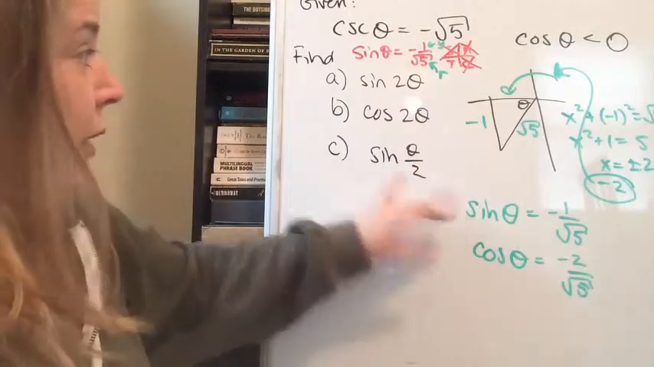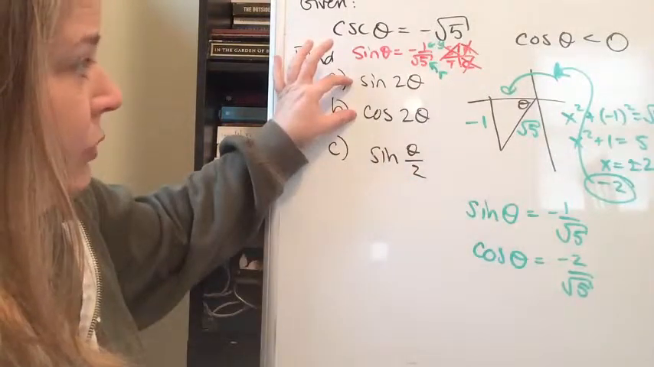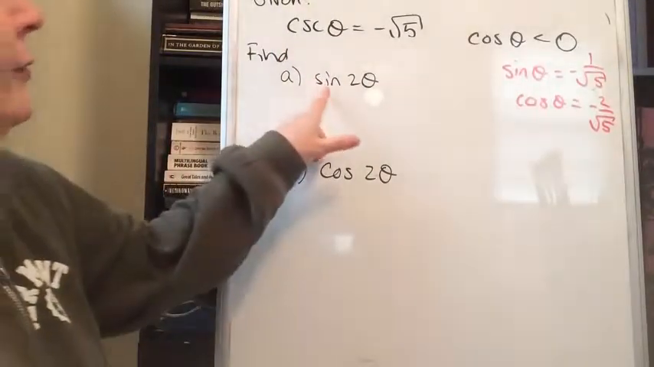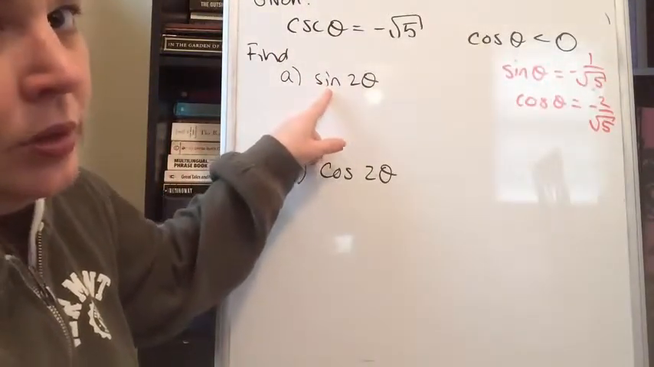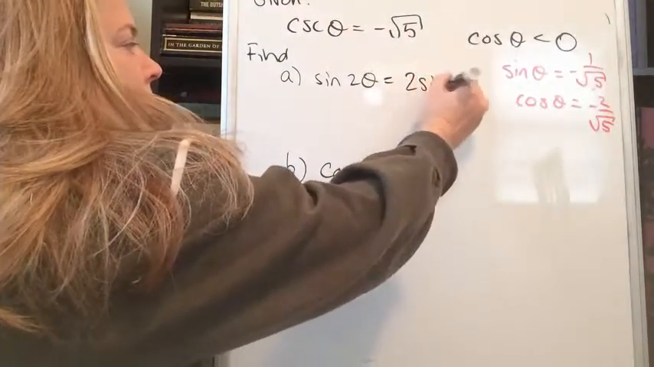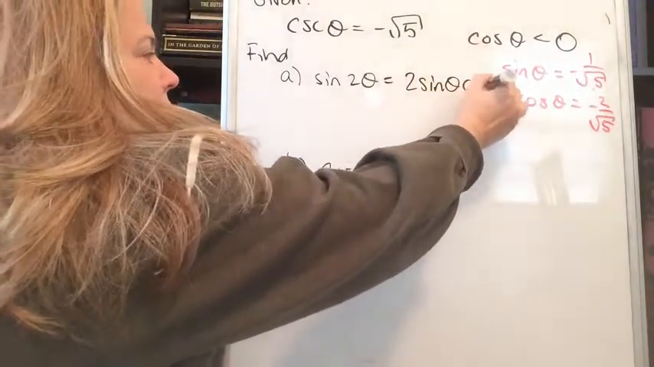So let's erase the board, and let's do these first two. We could probably do them on the same board. Okay, so what's the formula for sine 2 theta? That would be 2 times sine theta times cosine theta.